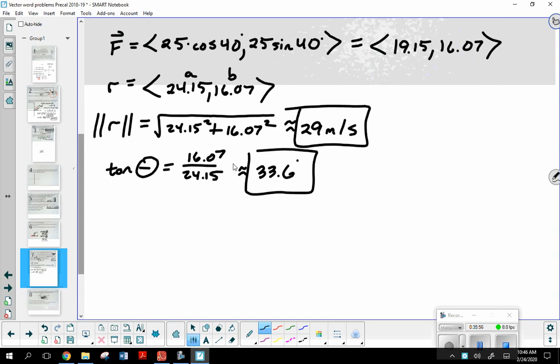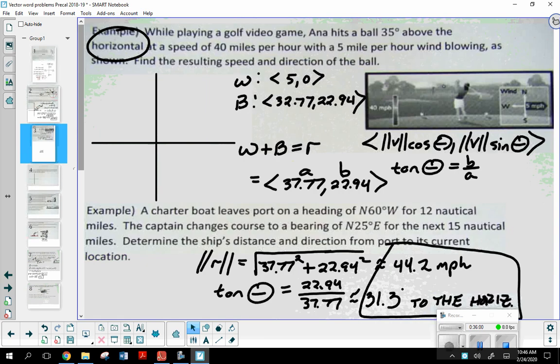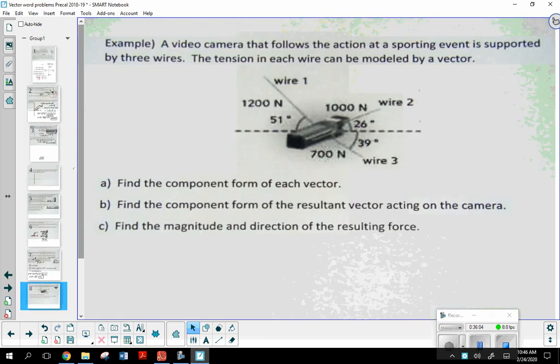Okay, now we did skip a few problems. For one, I did not work this one here about the charter boat. And I'm not going to worry about this last one here that has the video camera being hung by 3 cables, because I don't have a homework assignment for this, so I thought it best to let you take a look at those. Remember, the notes are already filled in online. If you have any questions, come on in. I will definitely help you and walk you through that.